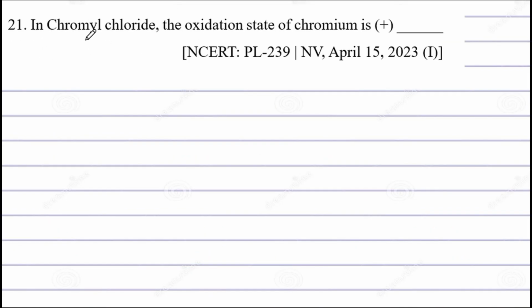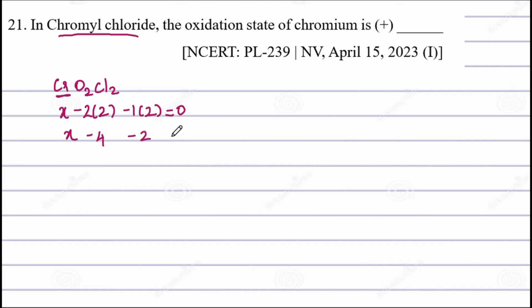Next question is, in chromyl chloride, the oxidation state of chromium is. So the formula of chromyl chloride is CrO2Cl2. You have to find the oxidation state of chromium. So x minus 2 into 2 minus 1 into 2 equal to 0. x minus 4 minus 2 equal to 0. x minus 6 equal to 0. And the value of x is plus 6. So the oxidation state of chromium is plus 6. So the answer is 6.